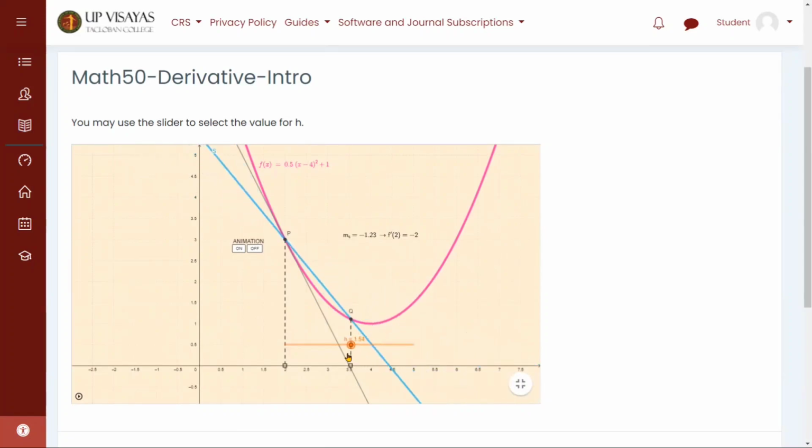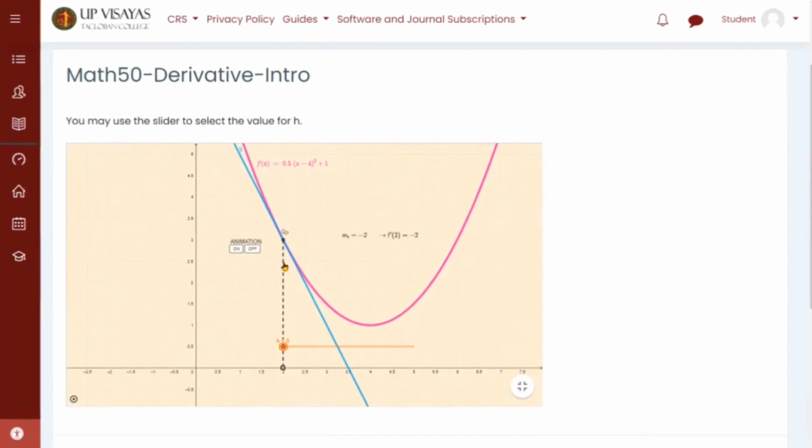As an effect, you should be able to see that the point Q is getting closer and closer to the point P. Thus, the secant line formed by the points P and Q is getting closer and closer to the tangent line at point P. But more importantly, you should notice that the slope of the secant line is also getting closer and closer to the slope of the tangent line.